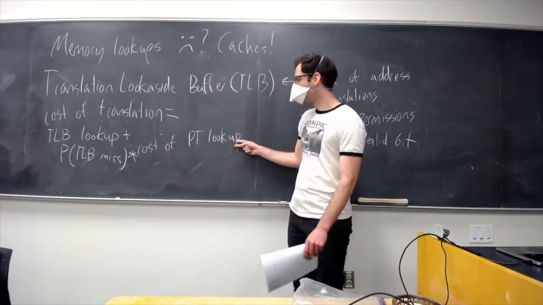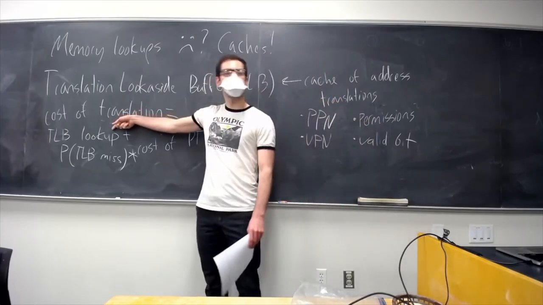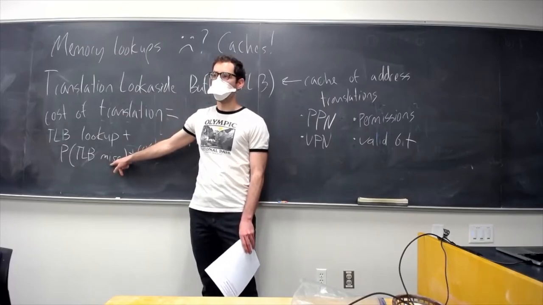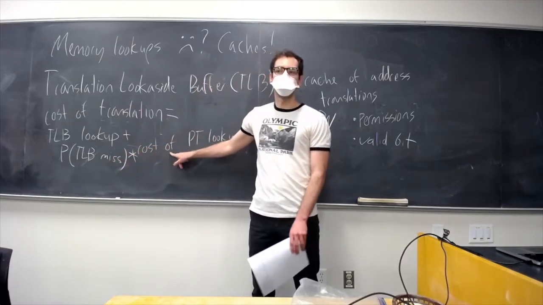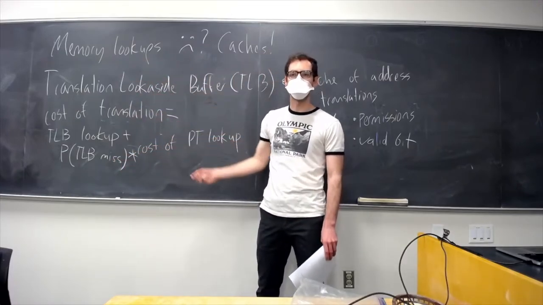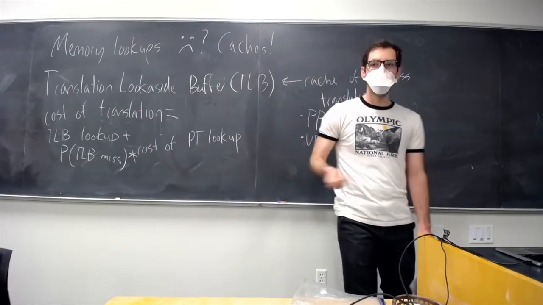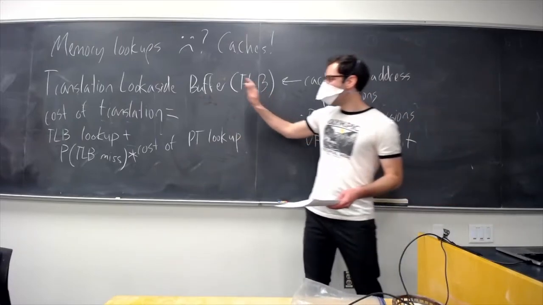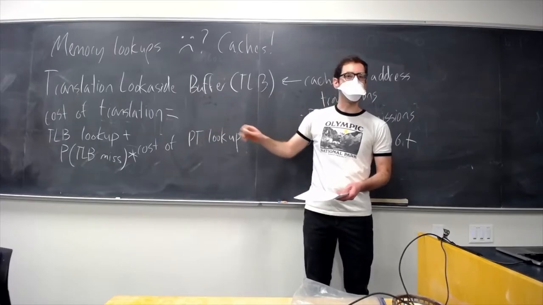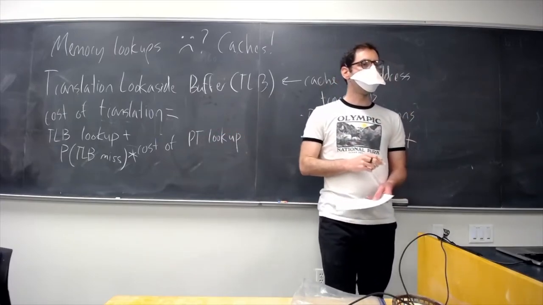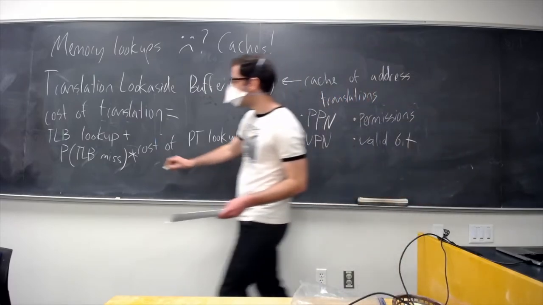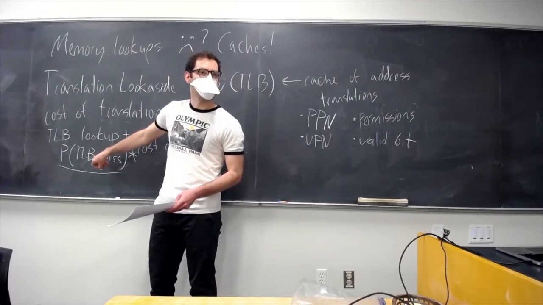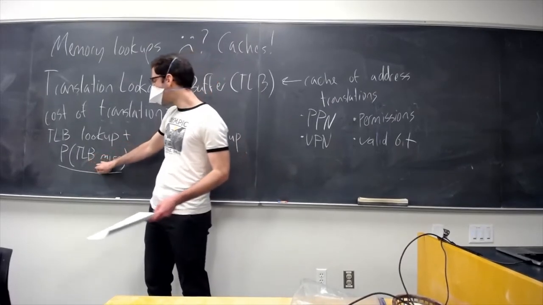We've gone from the cost of a page table lookup to now always looking up in the TLB, plus the probability of not finding our data in that cache times the cost of what we have to do when we don't find it, which is the page table lookup. So given this cost, what needs to be true for this to be an improvement on what we were doing before? How about the TLB miss? Yeah, so this probability needs to be low. If we have lots of TLB misses, then this doesn't help us very much.